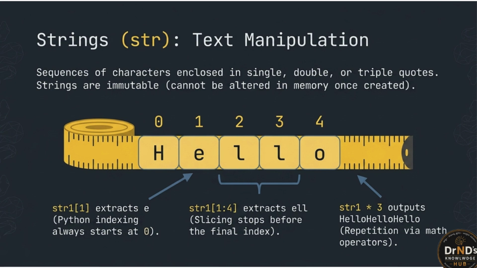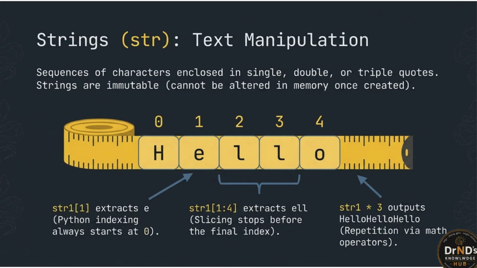String slicing. Python also allows us to extract multiple characters at once using a technique called slicing. Consider str1 in square brackets, 1 colon 4. This means start from index 1, continue until index 4, but do not include index 4 itself. Therefore, Python extracts ELL. This operation is known as string slicing. Slicing is very useful when working with large pieces of text and extracting specific portions of information.